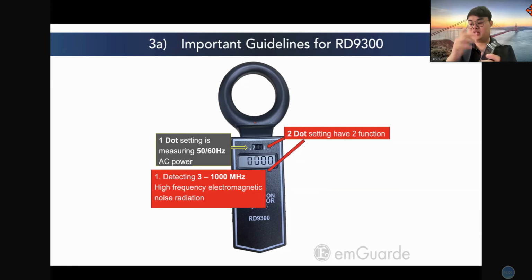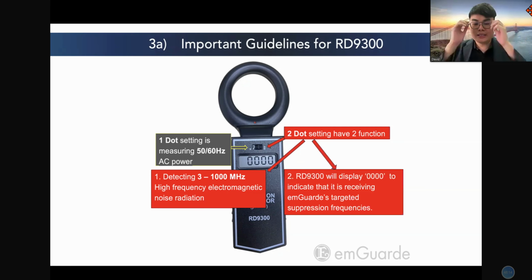Now, when it comes to the second function, it's very simple. When you turn on the emGuarde, the detector is going to turn into 0. There will be a 0 reading, okay? So that actually depicts the second function of the detector. Because the ROD will display 0 to indicate that it is receiving emGuarde's targeted suppression harmonics frequency. Okay, so when the detector receives the emGuarde's suppression frequency, which is targeted, it turns 0 to show you that we are actually within emGuarde's protective zone.